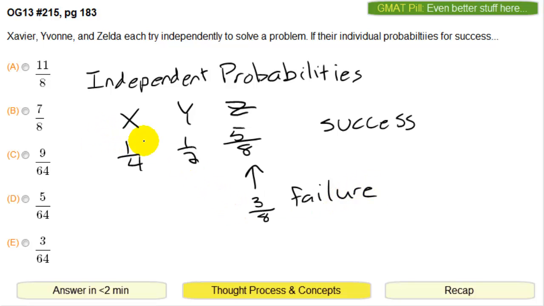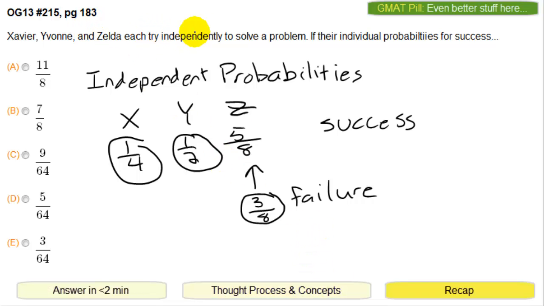So what you want to do is combine the success of this, and then the failure of this. So what's the probability of getting this exactly, and this exactly? That's basically multiplying the independent probabilities for X, Y, and not Z. So multiplying these three gets you the answer.